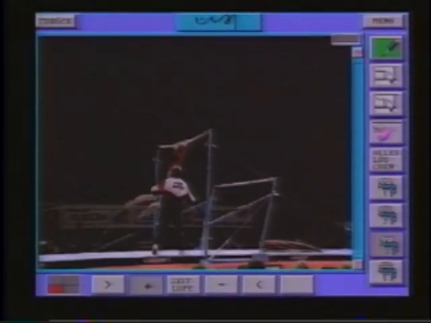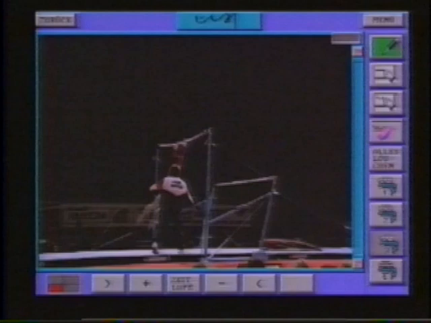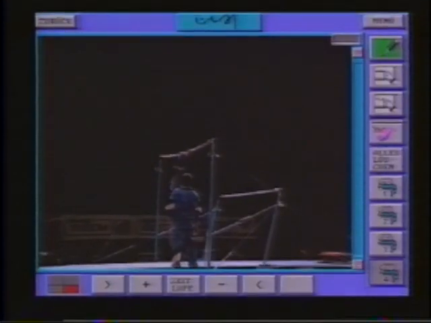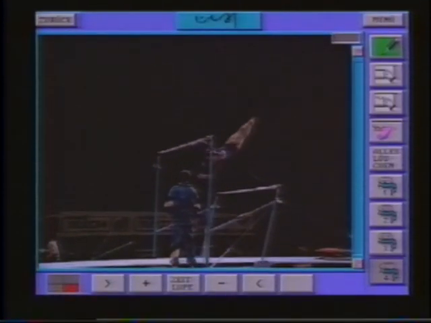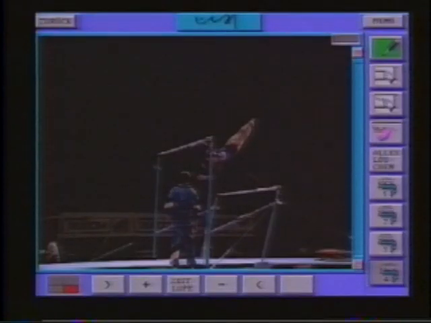Ginger with extra swing, minus 0.3. D remains D, no bonus points for extra D. Giant circle backward with full turn in the upward movement and flight backward over the high bar, E, Shushunova, no deduction. Bonus points for extra E.